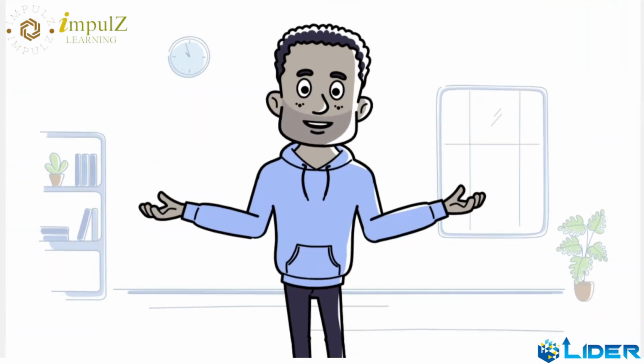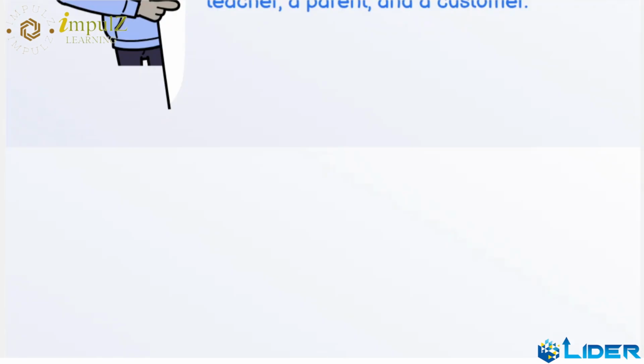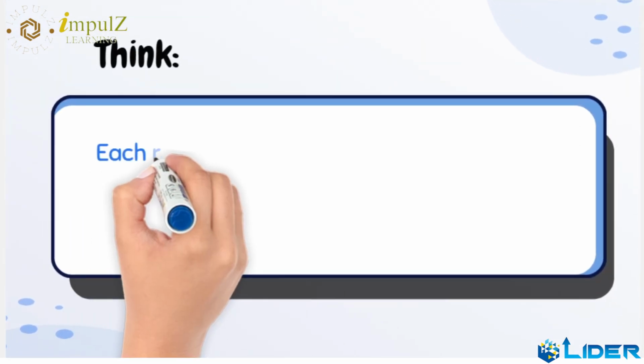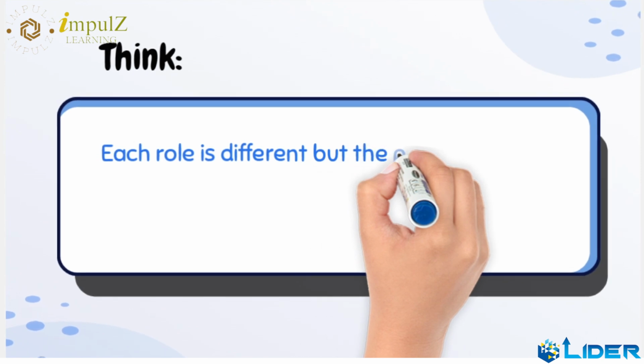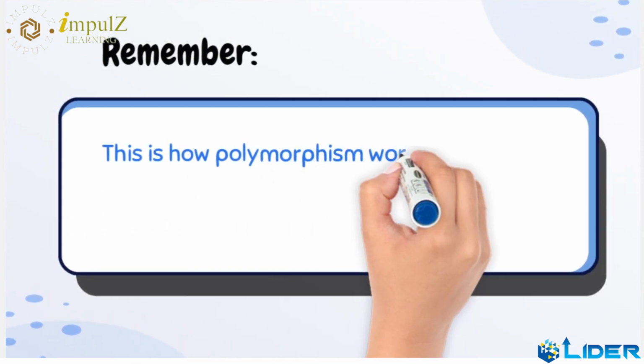Now let's see a real-life example. This single person can switch roles. Think: each role is different, but the person is the same. Remember, this is how polymorphism works.